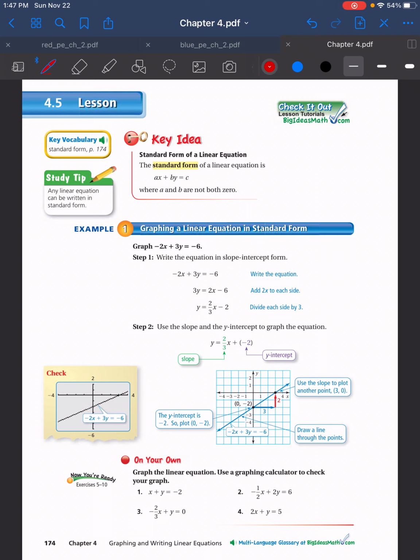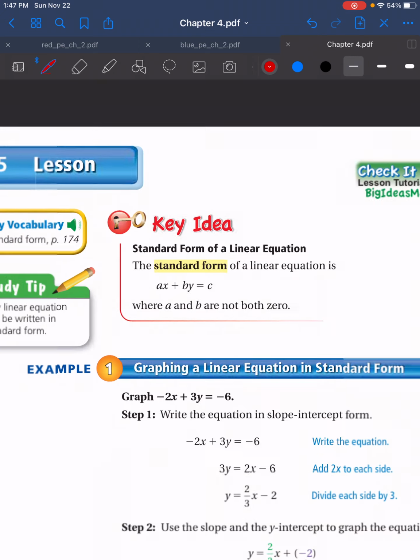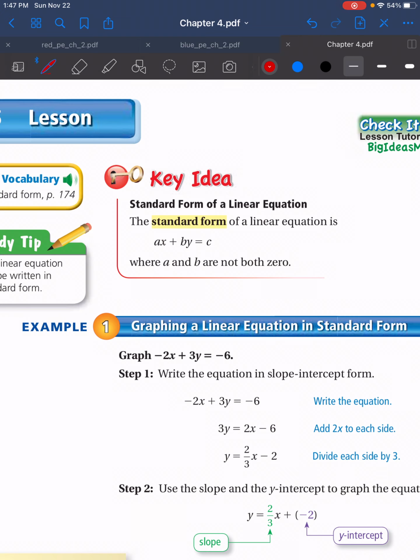But today I want you to get out your notebook and your book. We're going to take notes on page 174. We're on lesson 4.5. We're going to learn something called standard form. Now, standard form is like y equals mx plus b's weird cousin, okay? Standard form is just a different way for you to graph a line. It's not y equals mx plus b, where they give you the y-intercept and all that good happy stuff. It's a little different, okay?